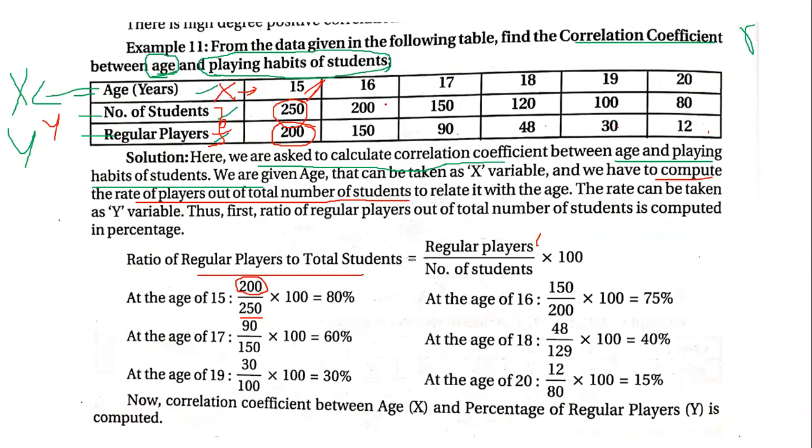Next, at the age of 16, out of 200 students, 150 are regular players. If I calculate the percentage, I get 75% for the age 16. Are you all able to follow? Yes, everybody is able to follow?